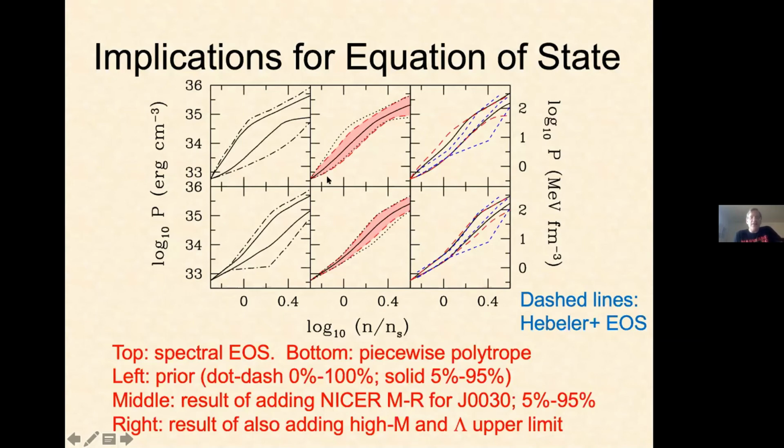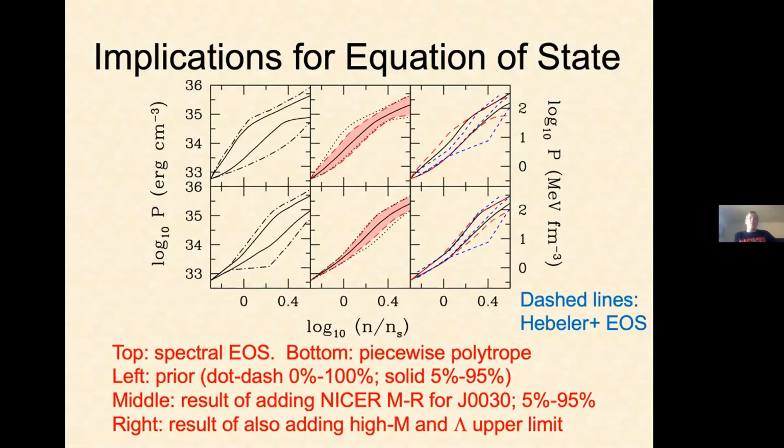The dotted lines here correspond to what we had for the 5th to 95th percentile in the priors, and the red dashed lines and the colored region correspond to what we now have, 5th to 95th percentile, using NICER. So this is clearly improved, remembering that this is a logarithmic plot, so the change here is actually quite substantial, more than a factor of 2.